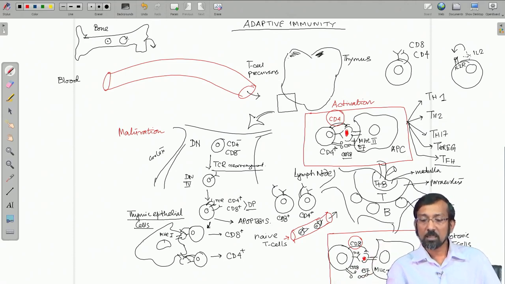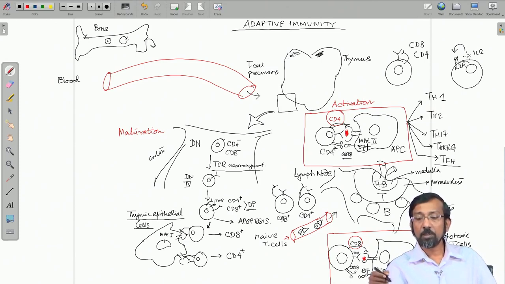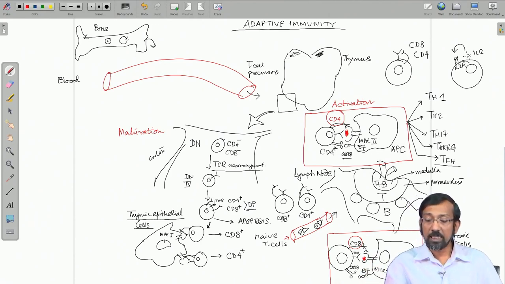So now this interaction between the CD4 plus T cells and the antigen presenting cells having the class 2 MHC, which are mostly exhibiting the bacterial or the exogenous antigens, presenting those antigens, these T cells will get activated, and they will now give rise to different subsets of T cells, which will be either effector T cells or will produce the memory T cells.